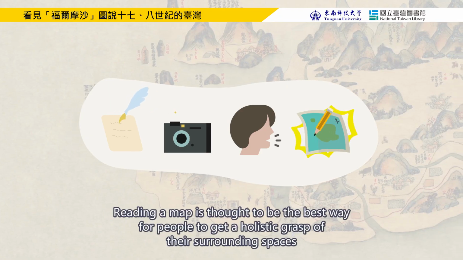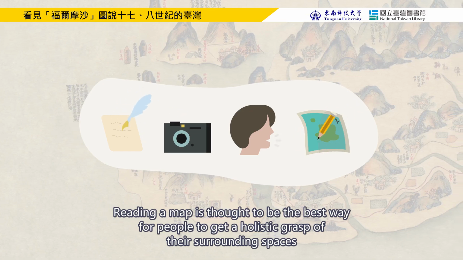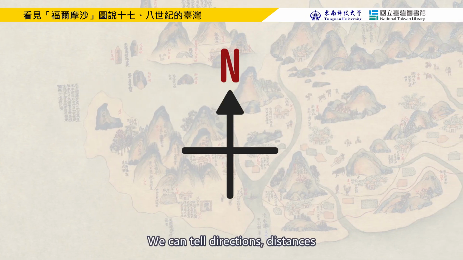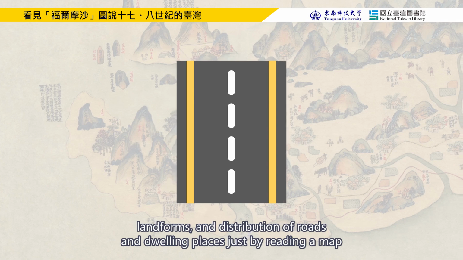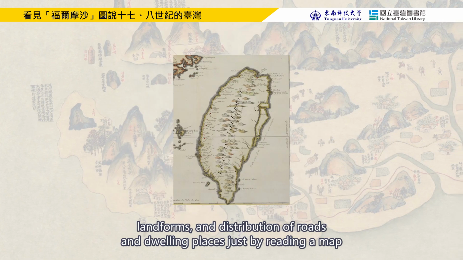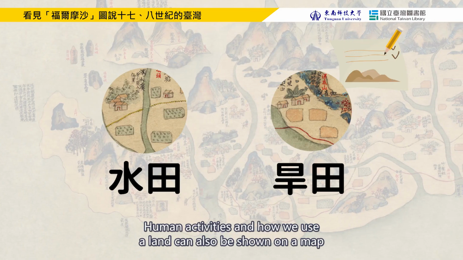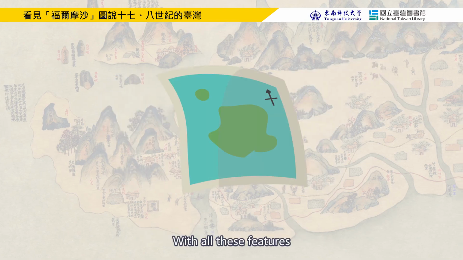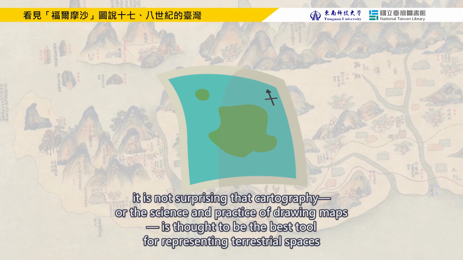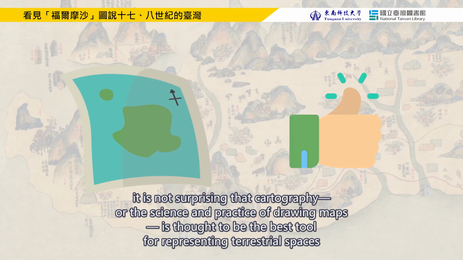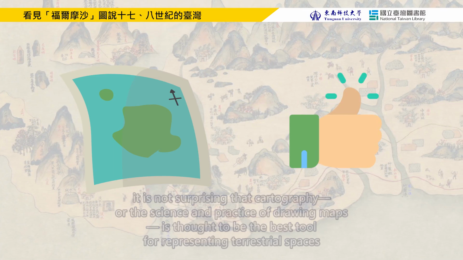Reading a map is thought to be the best way for people to get a holistic grasp of their surrounding spaces. We can tell directions, distances, landforms, and distribution of roads and dwelling places just by reading a map. Human activities and how we use a land can also be shown on a map. With all these features, it is not surprising that cartography, or the science and practice of drawing maps, is thought to be the best tool for representing terrestrial spaces.